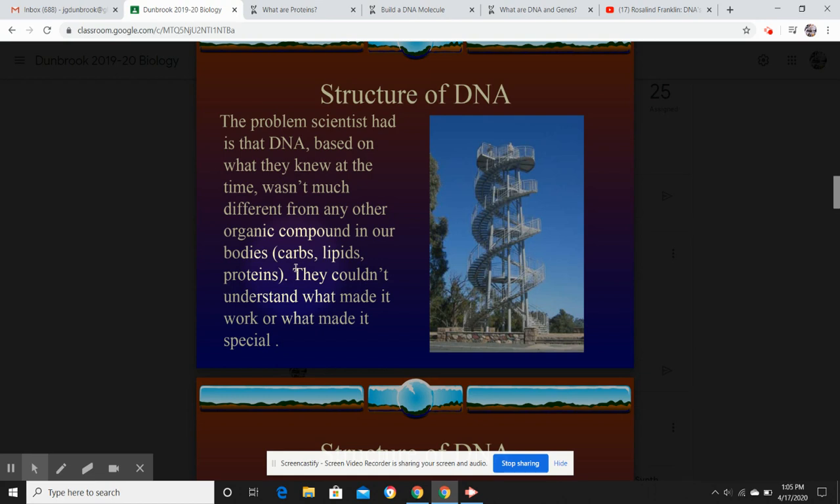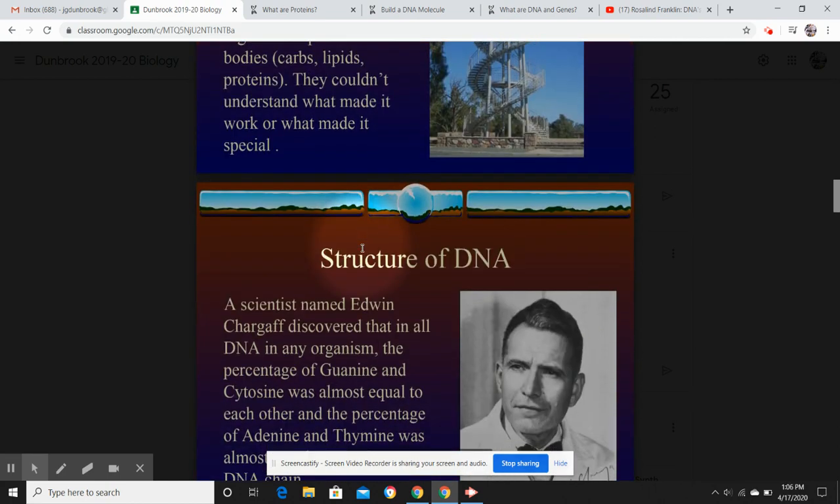So scientists wanted to know, well, what made DNA different than these other molecules that all living things have? In other words, how come genes aren't made of carbohydrates? How come I can't pass my traits on using carbohydrates or using lipids or using proteins? What is it about DNA that allows it to store and pass on information? So what makes it special?